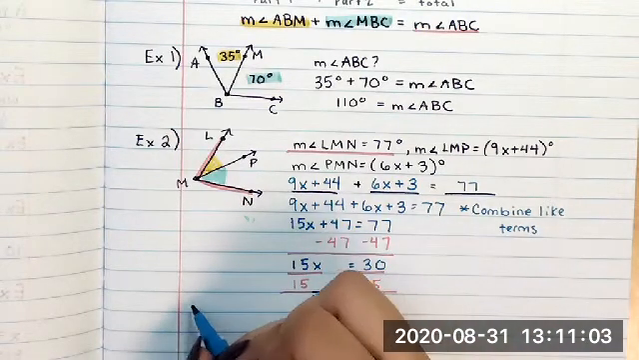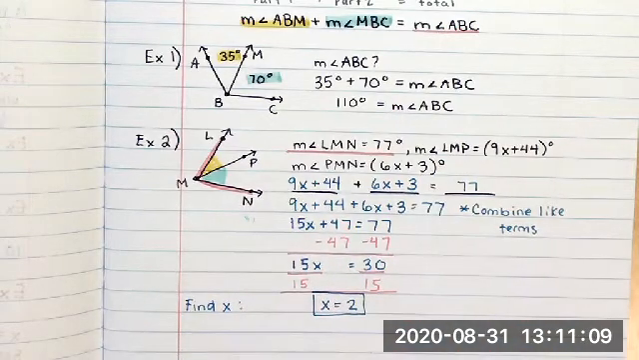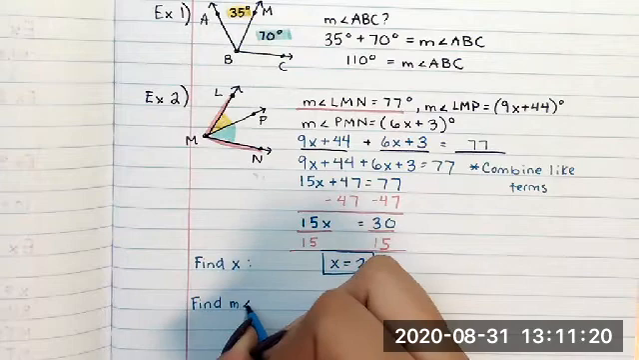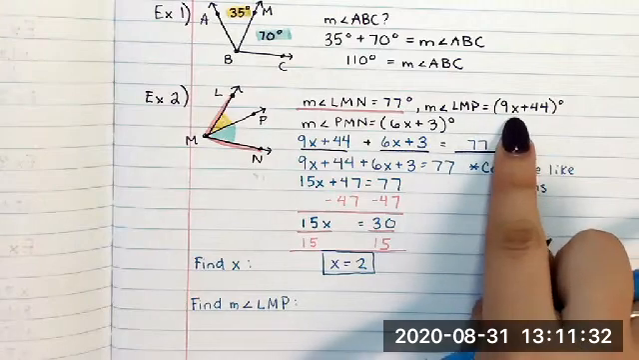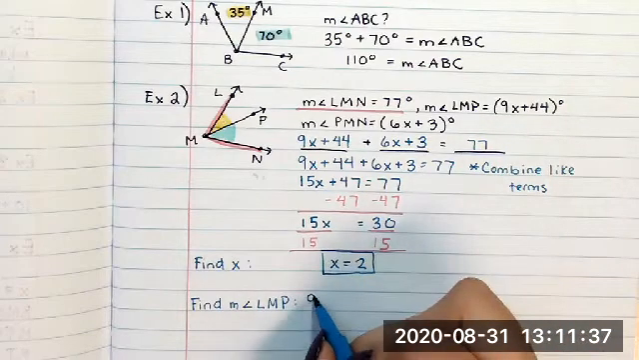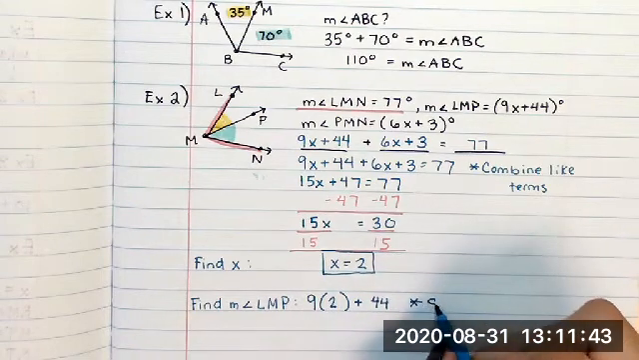So if my problem said find x, boom, that would be my answer and I'm done. But not all of them are going to ask you to find x. Some of them might say something like, find the measure of angle LMP. And in that case, you're going to have to find x and use it, because angle LMP is 9x plus 44, and I don't know what number that is. But if I plug 2 in, I can. So we got to substitute.